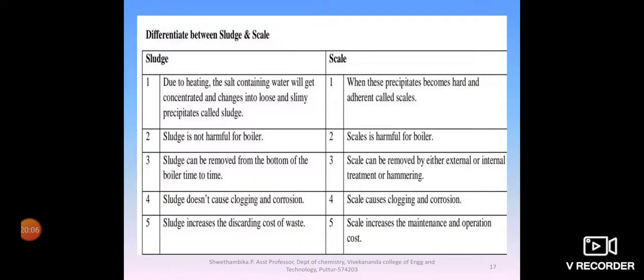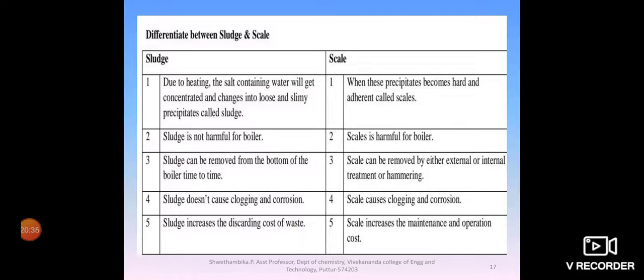Now here I have kept a table which may make it a little easier to understand the concept of scale and sludge, because it actually compares both concepts. So let us just go through the same. Sludge is caused due to heating, and the salt containing water will be concentrated, changing into a loose and slimy precipitate, whereas if it is hard and adherent we call it scale.